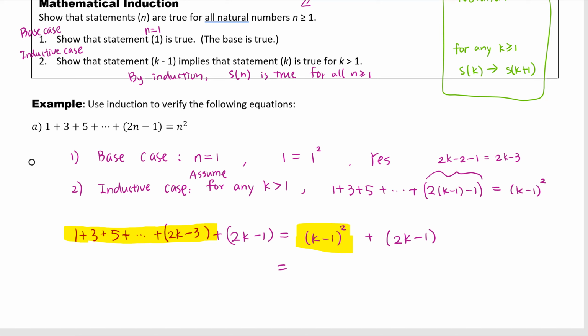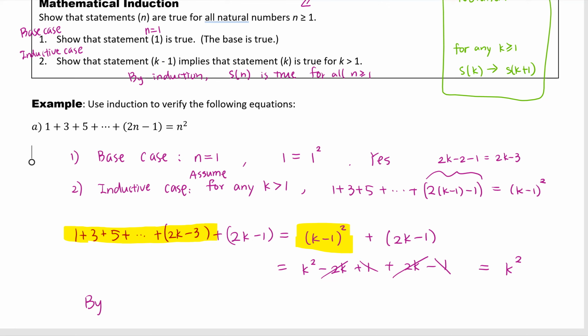Let's continue. Here we can multiply out. Well, that is k squared minus 2k plus 1, then plus 2k minus 1. Do you see what happened? The 2k cancel, the 1 cancel. We're only left with k squared. Awesome! That is what we want. See, we have built the bridges, connected them.